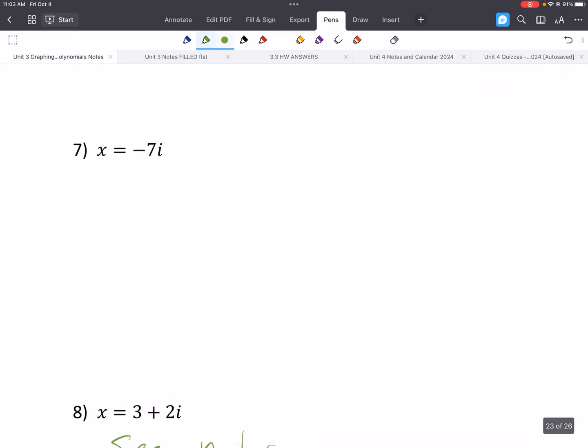So here, one of our roots is negative 7i. And if we have an i, how we got that is by square rooting. So we want to do its opposite. We will square both sides. So x squared equals, and when we do negative 7 squared, that's 49. And then the square of i is a negative. So then we'll add 49 to both sides.